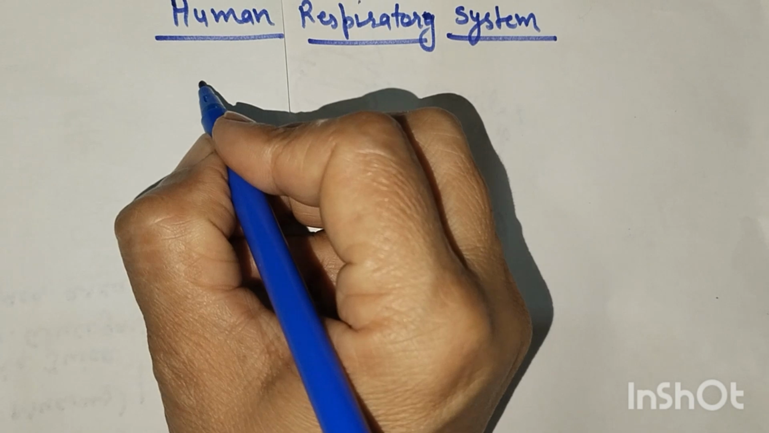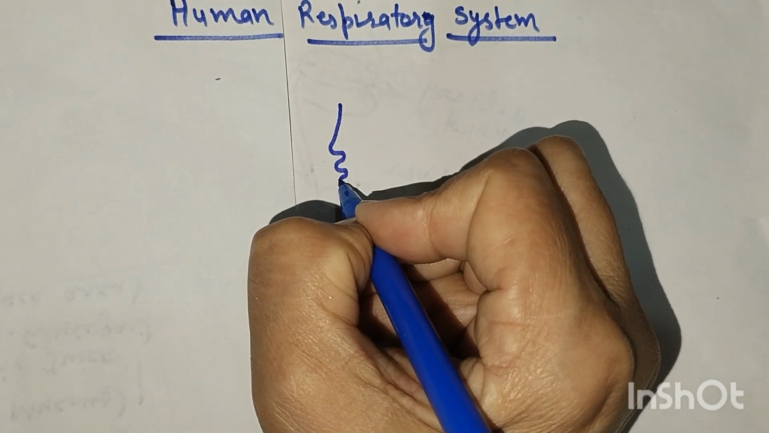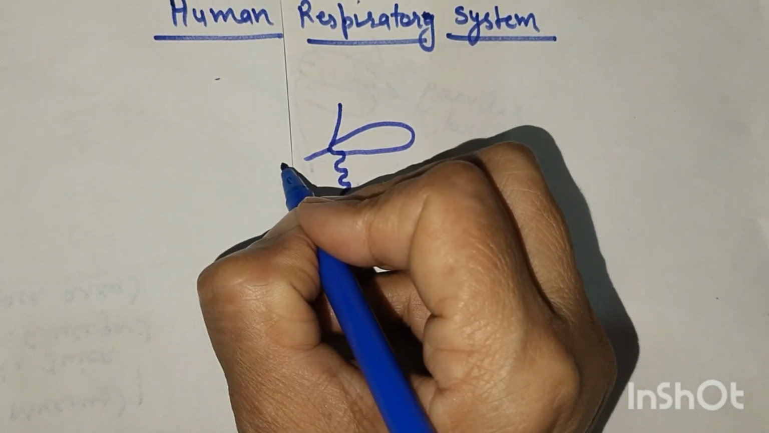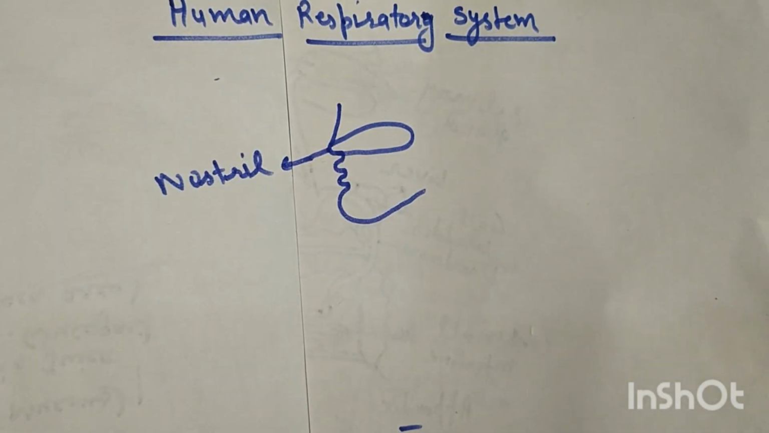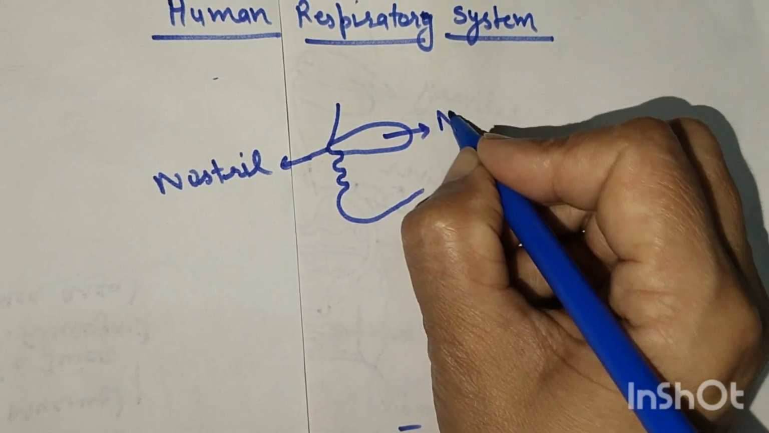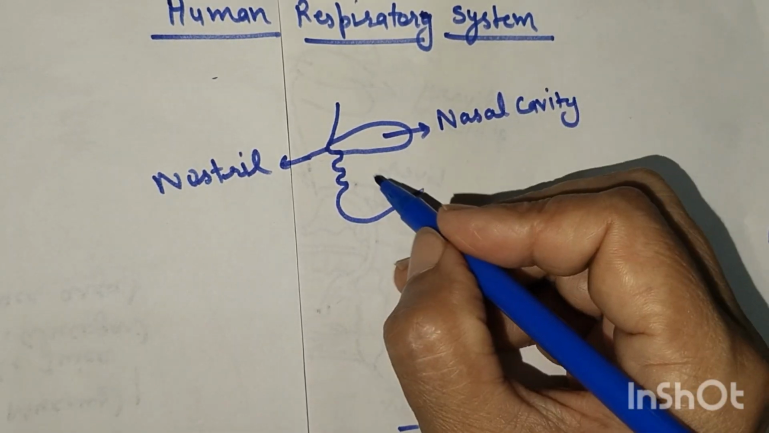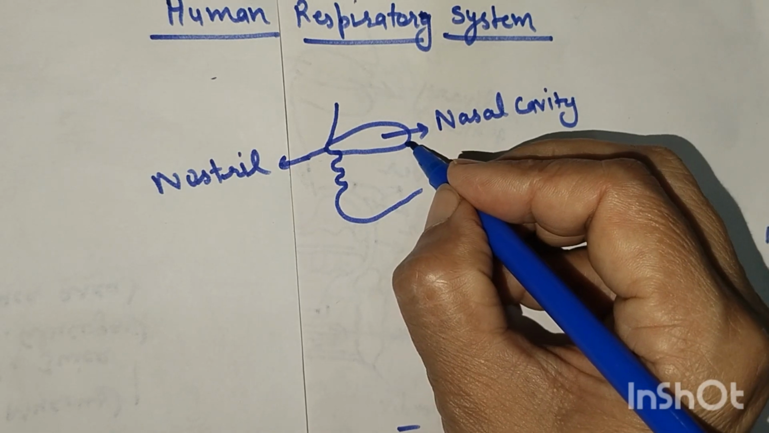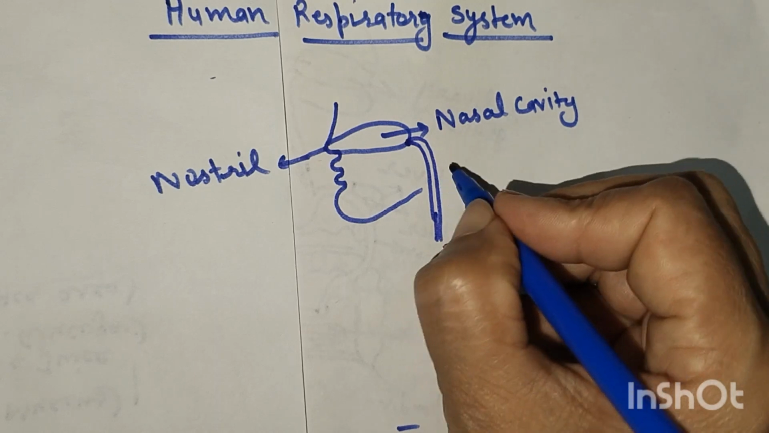The human respiratory system starts from the nose. The outer parts are called nostrils. There are two nostrils in the nose, and the inner part is called the nasal cavity. The nasal cavity is above the oral cavity in the nose. Next to the nasal cavity, it goes into a long tube.